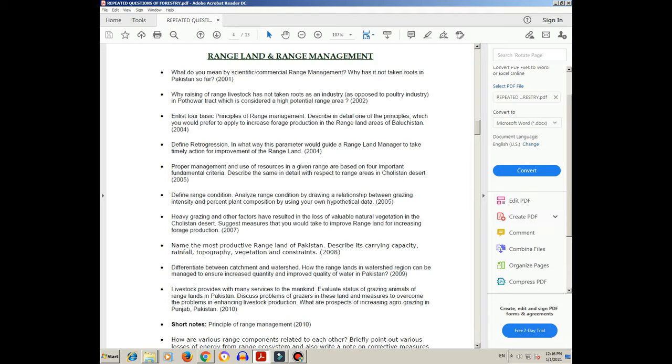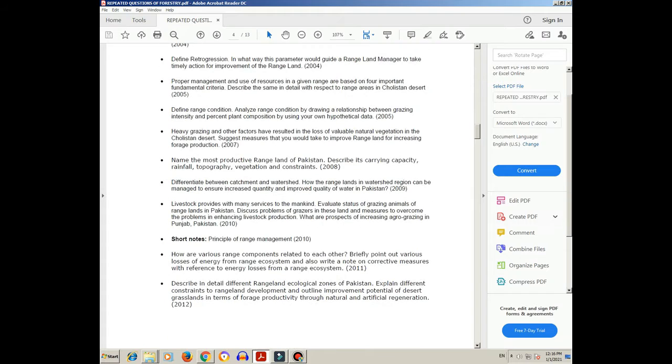What are prospects of increasing agro-grazing in Punjab, Pakistan? 2010 Short notes. Principle of range management. 2010 How are various range components related to each other? Briefly point out various losses of energy from range ecosystem and also write a note on corrective measures with reference to energy losses from a range ecosystem.